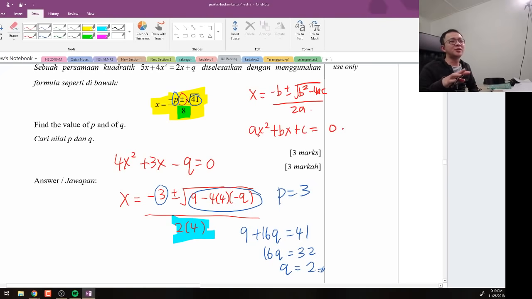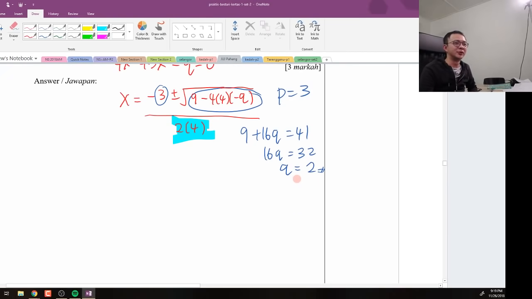Alright, this question is not really hard, but you need to see the connection between them. Yeah, this is the Pahang paper. So this is how we do these questions. Okay, so I'm going to move on to the next one.